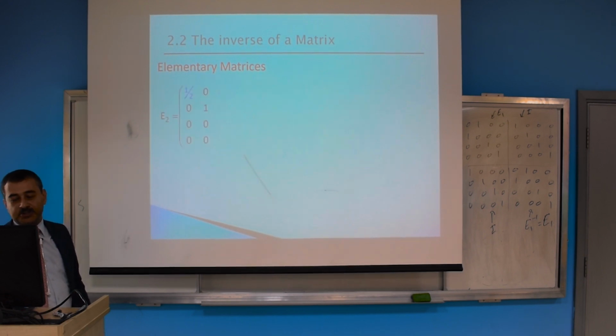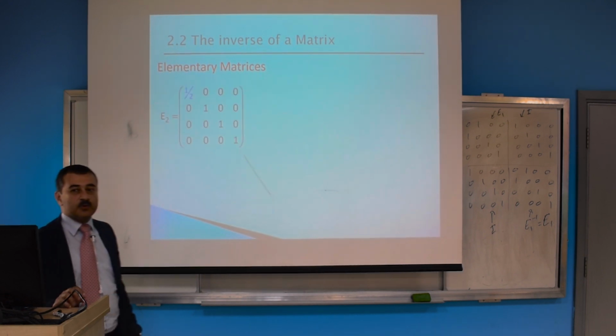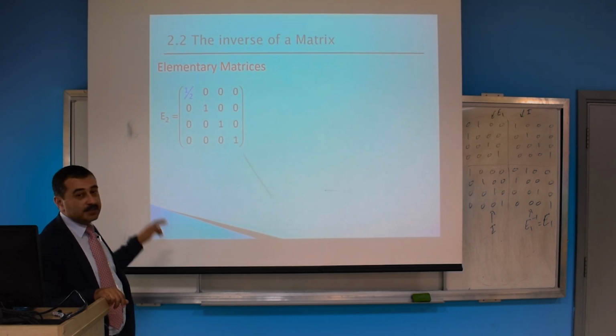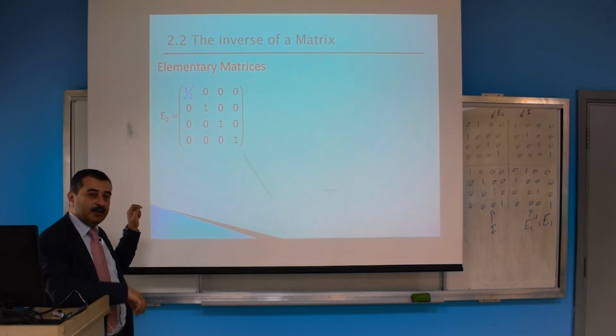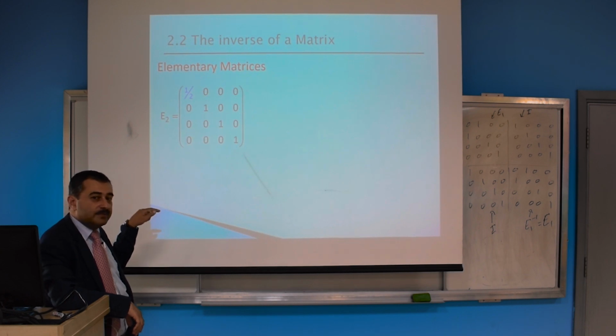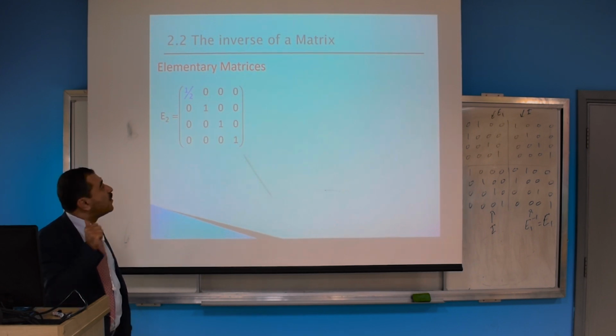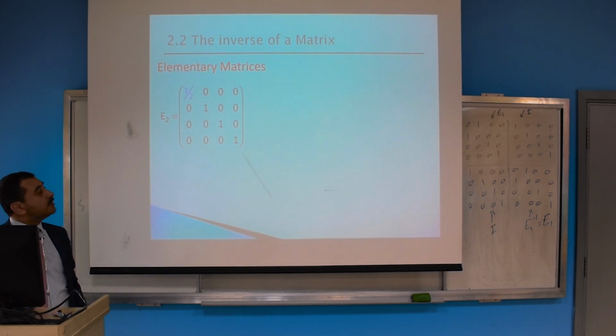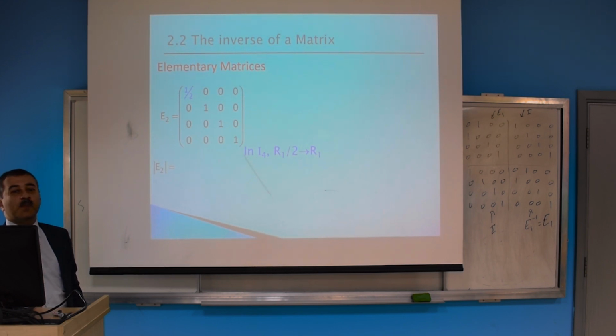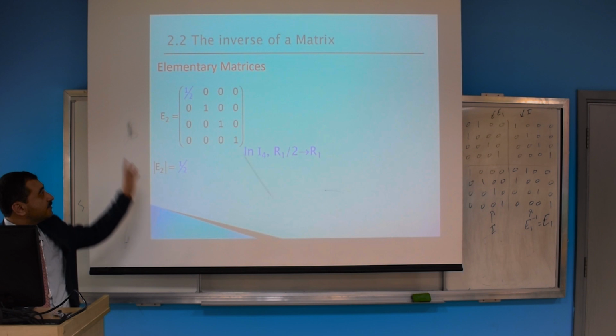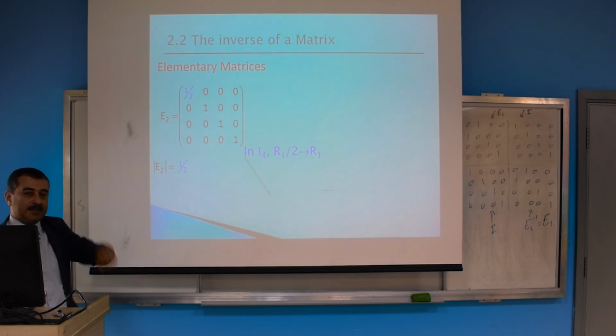Let's do another row operation on the identity. I'll take also I4 and what I did here is scaling of the first row by half. مش كده؟ دي a single row operation applied on the identity. So this is the operation on I4. What is the determinant of this matrix? determinant كام؟ half مش كده؟ دي diagonal، multiply diagonal entries direct.